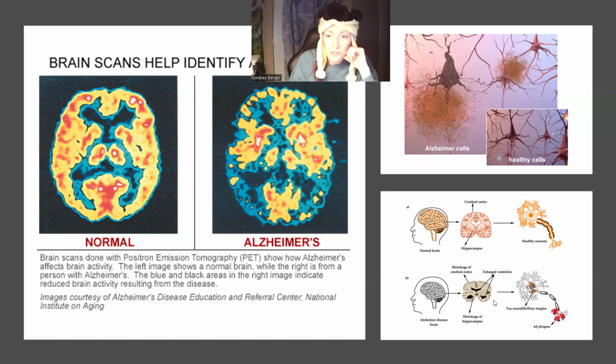You'll see shrinkage of the hippocampus. That's your memory, which is why they have memory issues. The ventricles get bigger. The cerebral cortex is going to shrink. All of this is compounding, and that's why Alzheimer's can be such a devastating disease.